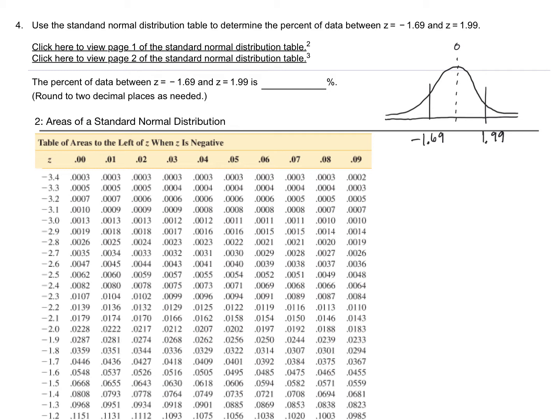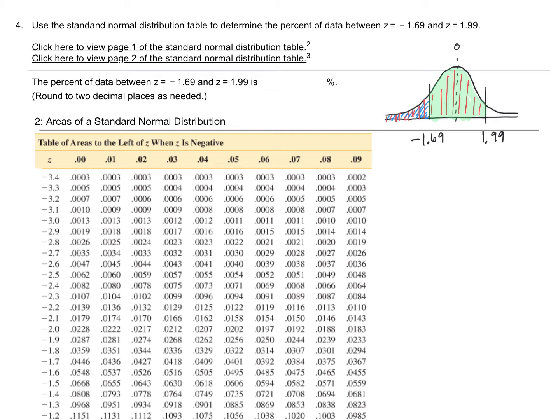We have two z-values. So first we're going to find the area to the left of negative 1.69. That gives us the little part I just colored in blue. But that's not the area we want, right? I'm going to highlight the area we want in green. We want this part. The other part of the table will give us the area to the left of 1.99. That's looking good, but remember, it's going to give us all of this as well, which we don't want.